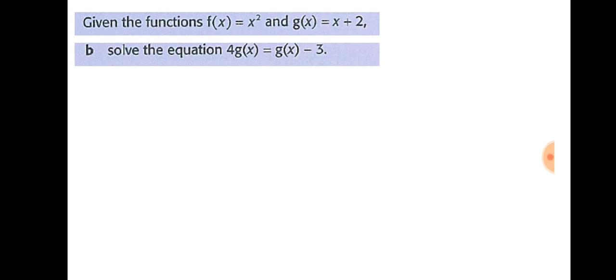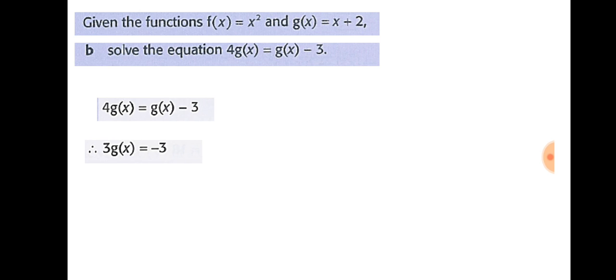So given the functions f of x equal to x square and g of x is equal to x plus 2, we need to solve the equation 4 times g of x is equal to g of x minus 3. So in this case, 4 times g of x equal to g of x minus 3. So we know that g of x is x plus 2. So we substitute x plus 2 in the place of g of x. Before that, we subtract g of x on both sides.